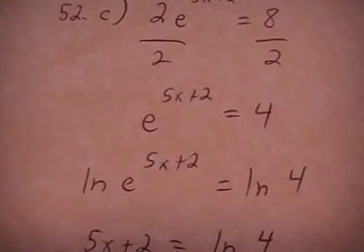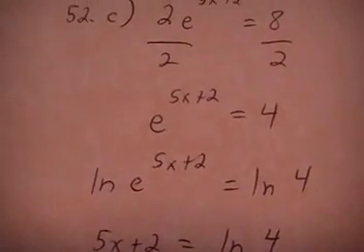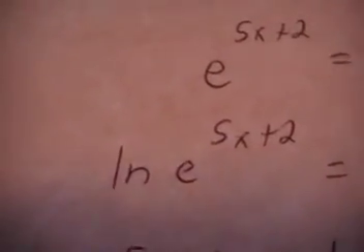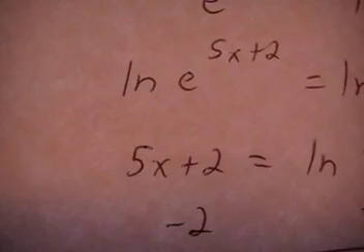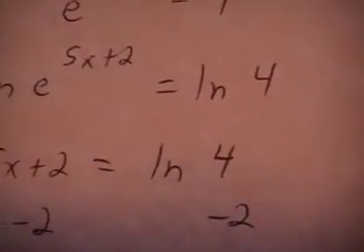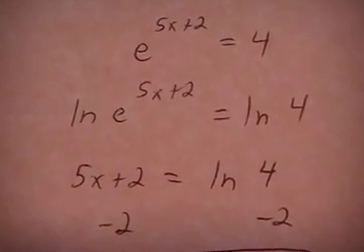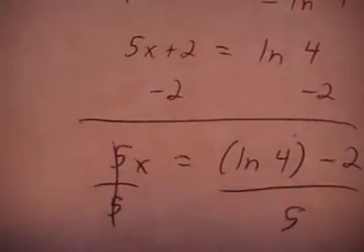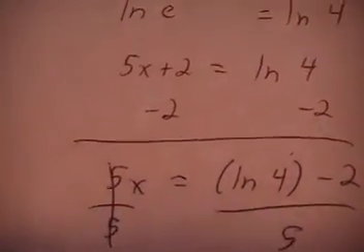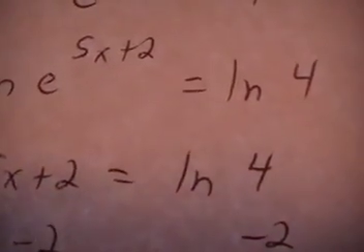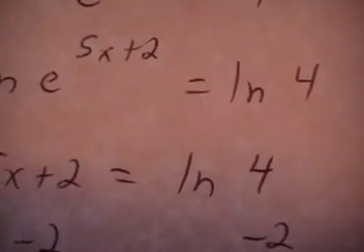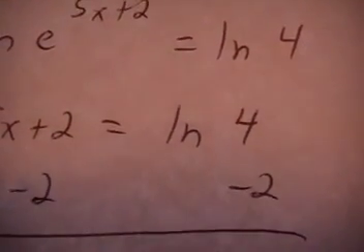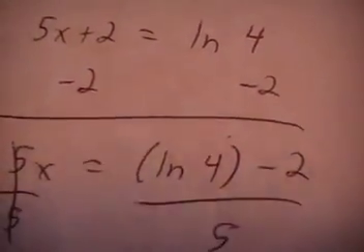Because an ln cancels an e. ln and e cancel the same way square roots and squares cancel each other out. So the ln and the e cancel, leaving just the 5x plus 2. And then you've got that equal to ln 4. Now you're just going to minus 2 and divide both sides by 5. Now ln of 4 can be typed into a calculator to get a decimal version of it. So I would hit ln 4 and press enter, then minus 2, and then divide by 5.